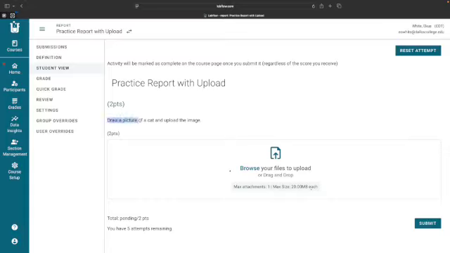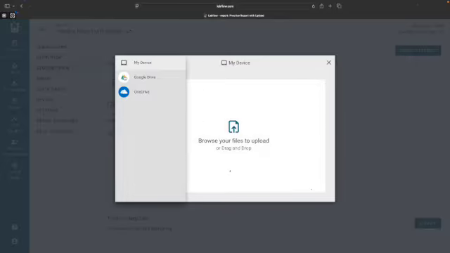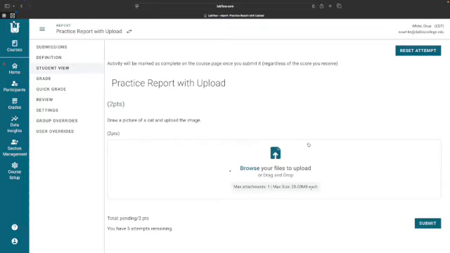It says, draw a picture of a cat. Some of you did a very good job. I saved the top 3 and I was like, wow, I saved it. Draw a picture of a cat and upload the image. So you want to go ahead and upload it up here, like I did before, find it on your device or whatever, upload, and then you should be done. And that's it for this assignment.